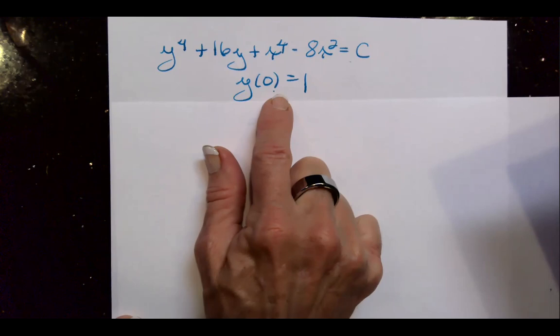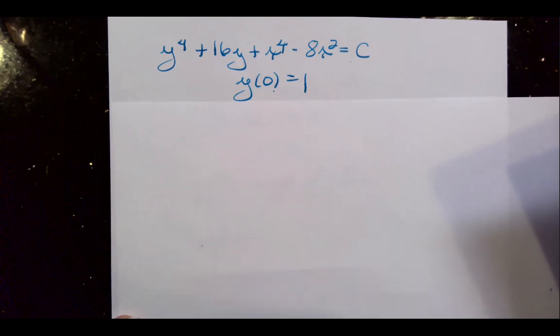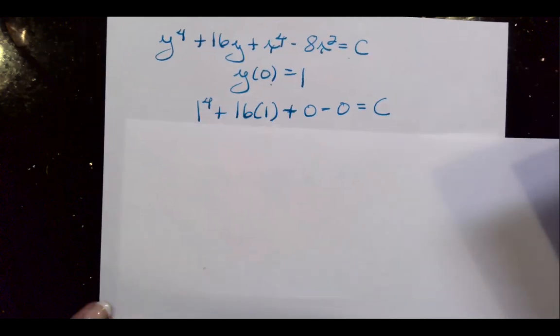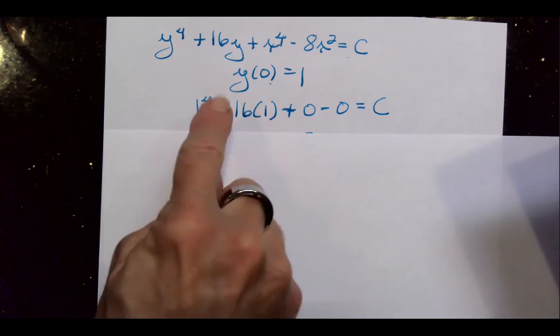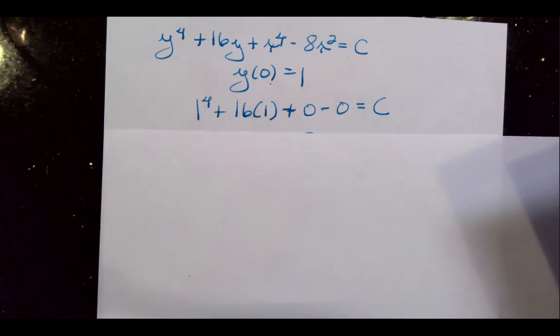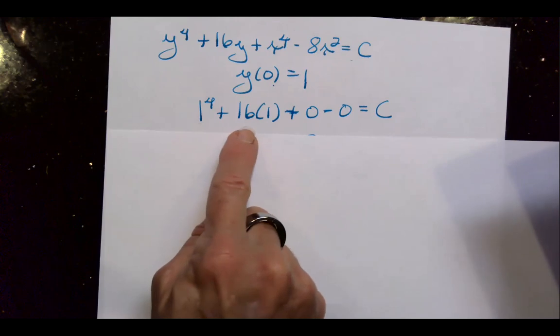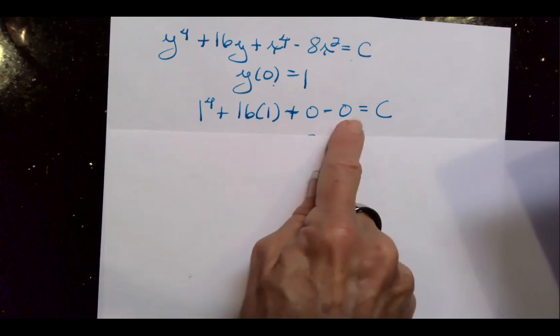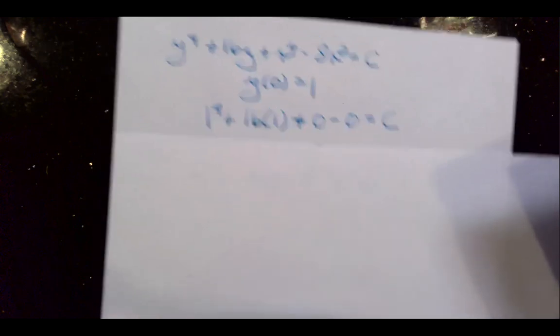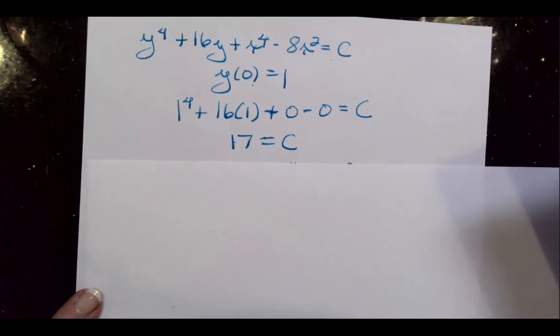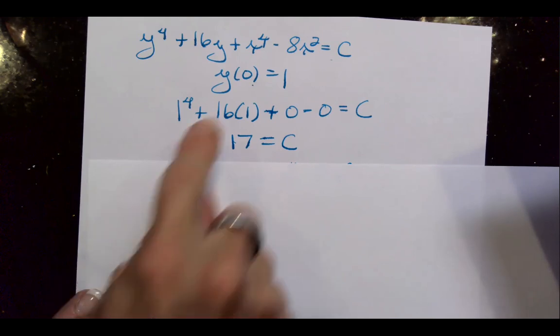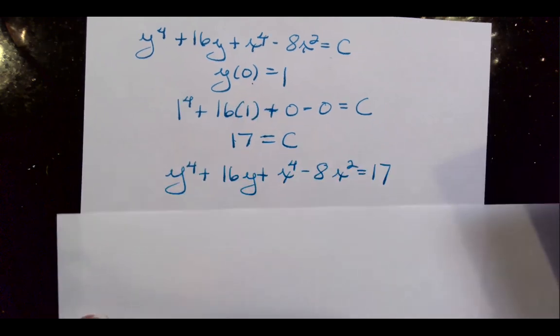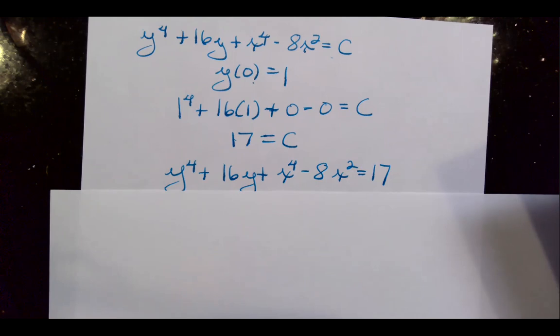And the initial condition they gave us is y of 0 is 1. Okay, so now you plug in y equals 1 and x equals 0 into this formula. So you get 1 plus 16 times 1, 0 and 0 equals c. So that says c equals 17. So the solution of the original initial value ODE with the condition y of 0 equals 1 is exactly this equation.